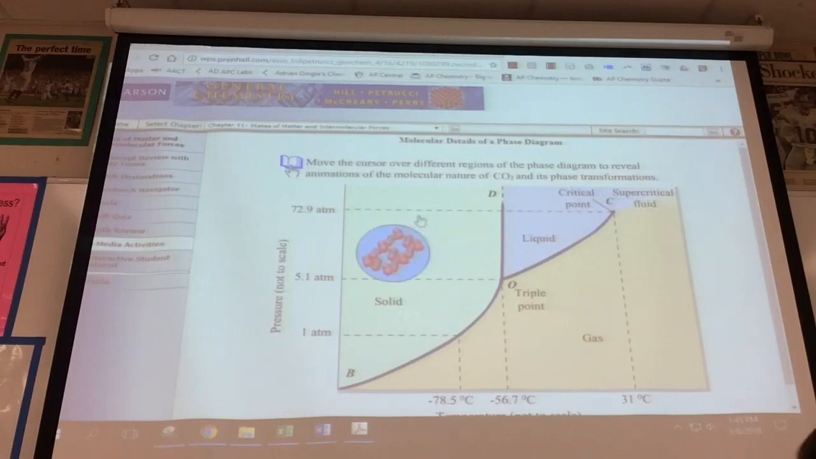So if I said to you, you're transitioning from solid to liquid, you're going across here, you would indicate that that's melting or boiling. That would be melting. I was gonna ask, what would be an example of a real supercritical fluid?